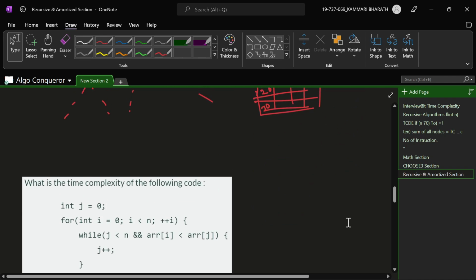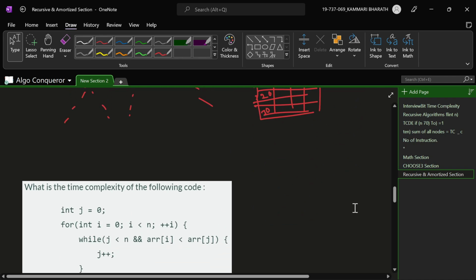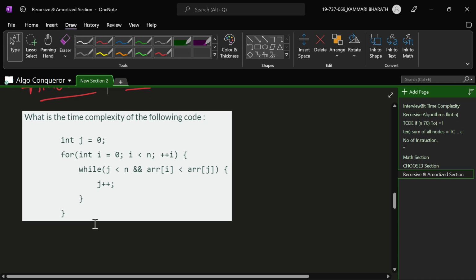And we'll finally go to the last problem, which is based on amortized time complexity. Now see this block of code. When you see it for the first time, you may feel that this is a loop inside loop. This will definitely be n square. You might have thought like this, but it is incorrect.